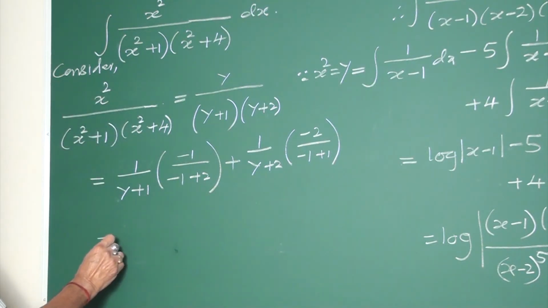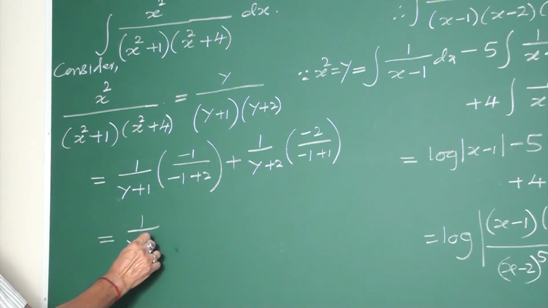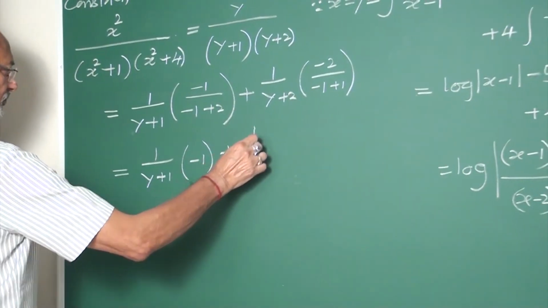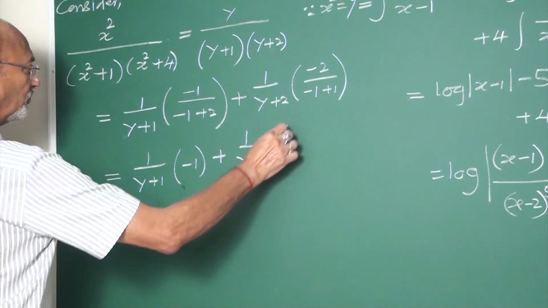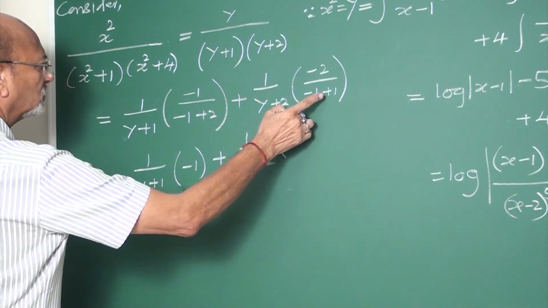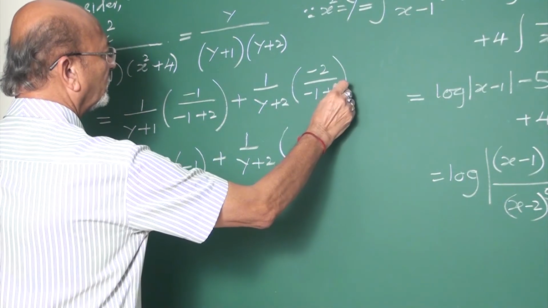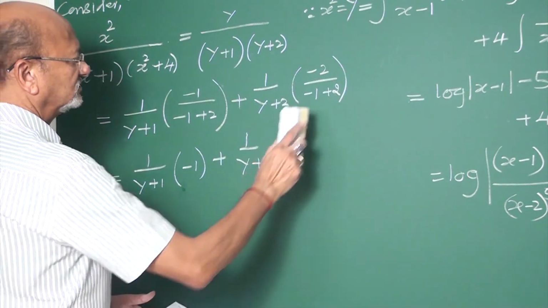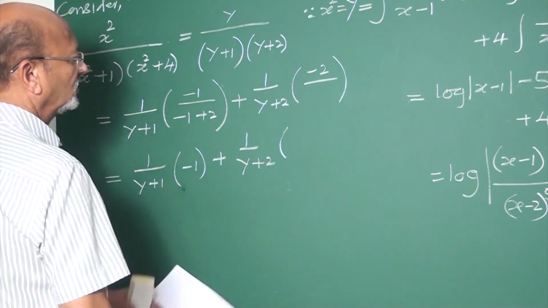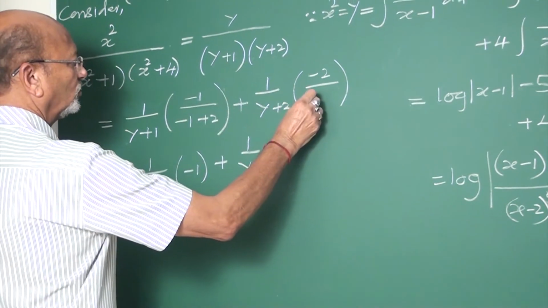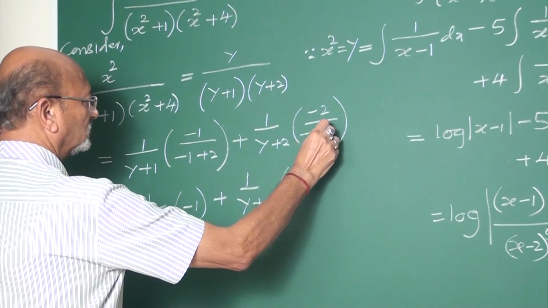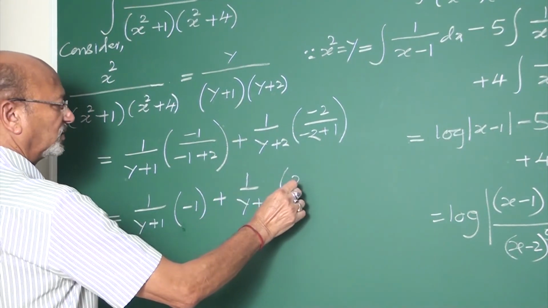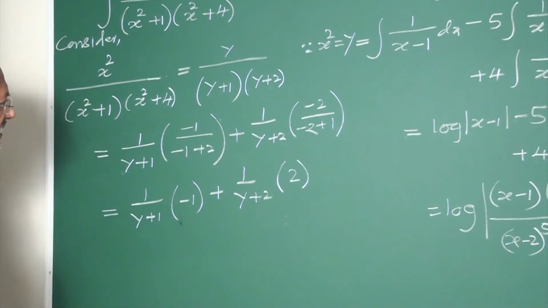Simplify it. 1 upon minus 1 upon plus 1. Minus 2 upon, it is 2, my friend. Minus, no, 1 minute. Here y is minus 2, plus 1. Minus 2 upon minus 1 is plus 2. Now you can integrate it.